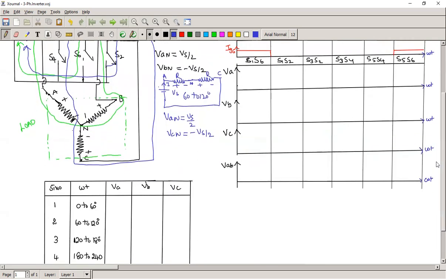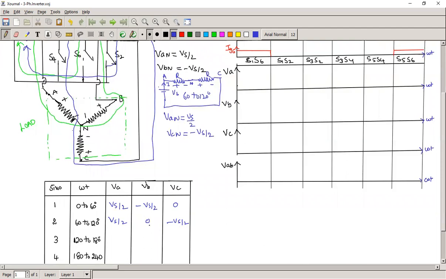So if you tabulate these values here, 0 to 60 degrees, A is Vs by 2, B is minus Vs by 2, C is 0. And for 60 to 120 degrees, VAN is Vs by 2, VCN is minus Vs by 2, and the B phase is 0.